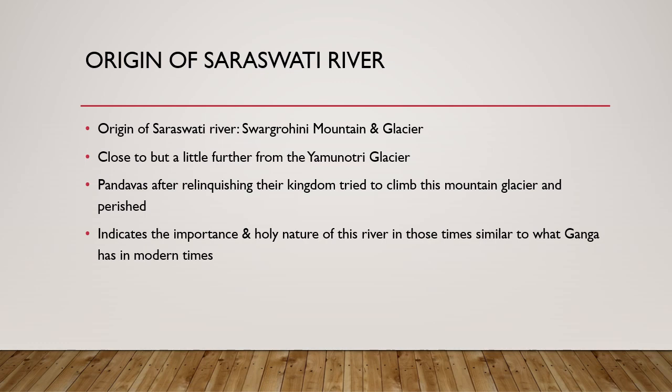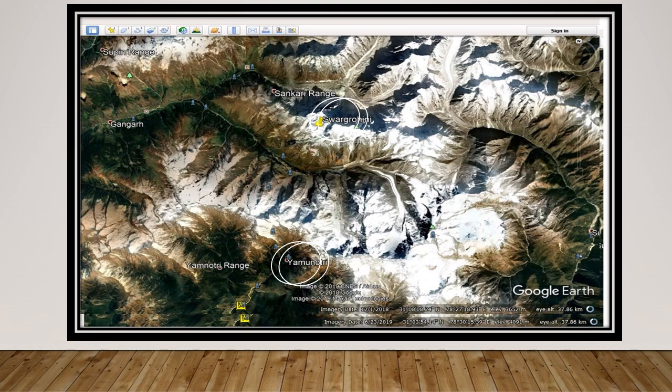Something to compare in today's time is the importance and holy nature of the Ganga river and the Gomukh, the origin of Ganga river in the form of Bhagirathi in modern times. So in the map, if we look, we see the Swargrohini mountain glacier from where the Saraswati river originates, and the Yamunotri mountain glacier from where the Yamuna river originates. As we can see, it's close, but Swargrohini glacier is a little further away from the Yamunotri glacier geographically.